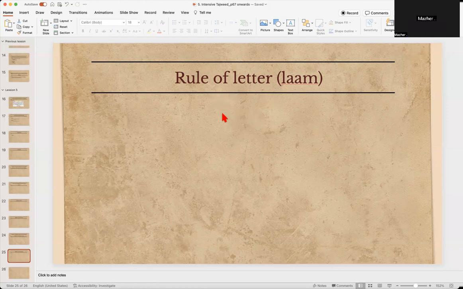And the shape of the tongue when pronouncing the heavy and light lam. The heavy lam is accompanied by a curvature in the middle of the tongue and the narrowing in the throat, contrary to the light one. So there's a picture here, light on the left and heavy on the right.